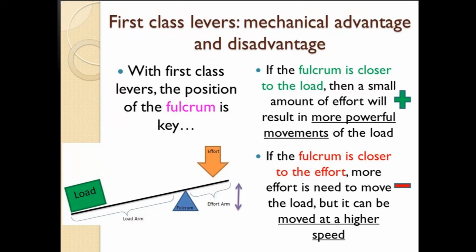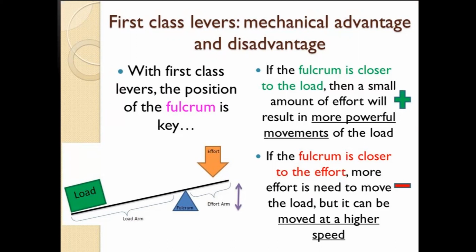Now imagine the fulcrum is near the load. So what happens? Your load arm becomes 2 and your effort arm becomes 6. Now substitute it back in the formula. Mechanical advantage is equal to effort arm by load arm which is equal to 6 by 2. That becomes 3. So your mechanical advantage is greater than 1 when your fulcrum is towards the load. And your mechanical advantage is less than 1 when your fulcrum is towards the effort.